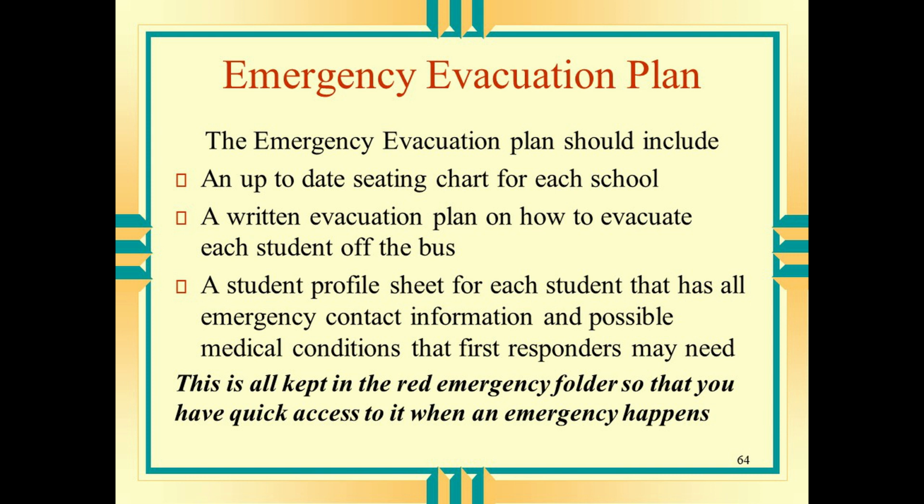The emergency evacuation plan should include an up-to-date seating chart for each school, a written evacuation plan and how to evacuate each student, and a student profile sheet for each student that has all emergency contact information and possible medical conditions that a first responder may need. This is all kept in a red emergency folder so that you have quick access to it when an emergency happens.